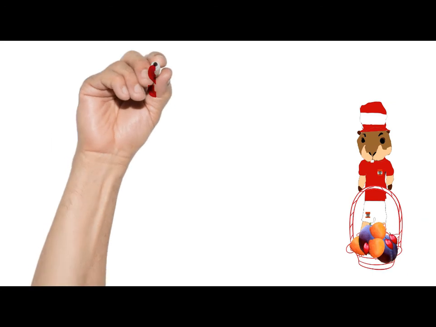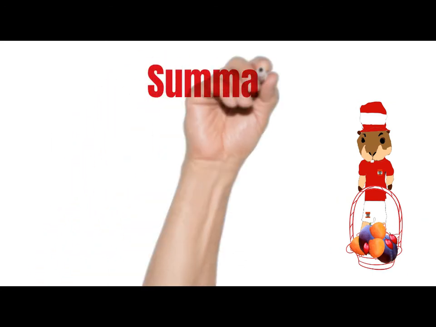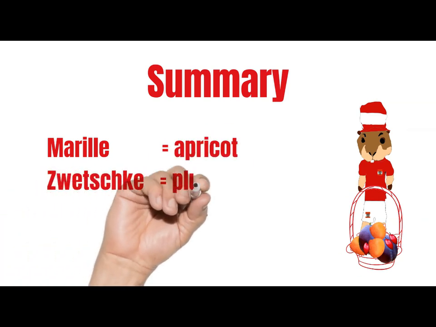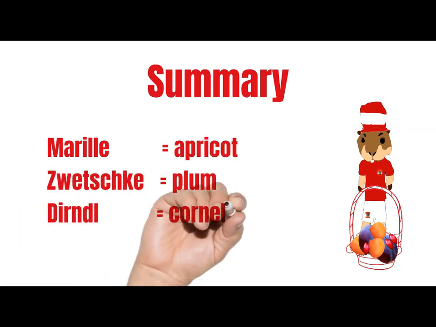Finally, we can sum up the 3 types of fruit. Marille is apricot, Tsvetschke is plum, and Diendl is coronel cherry.